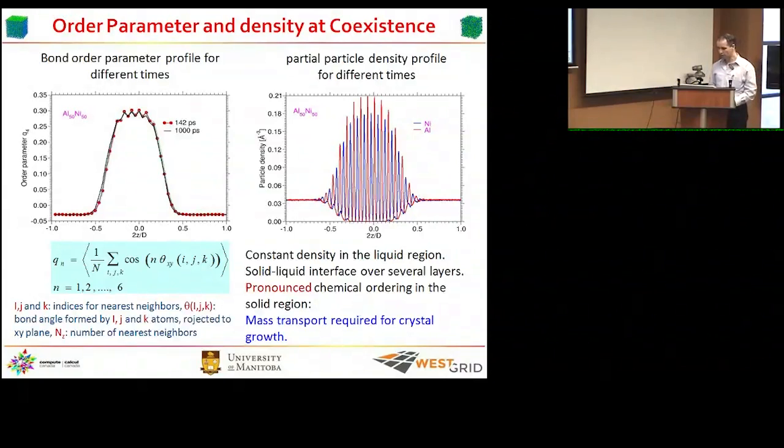Another parameter that can be used to characterize the system is an order parameter. We compute this order parameter for each atom, and we make the average and represent this as a function of the distance, like density. We see that for the liquid we have a constant order parameter, which is close to 0, and for the crystal we have the same envelope as the particle density.